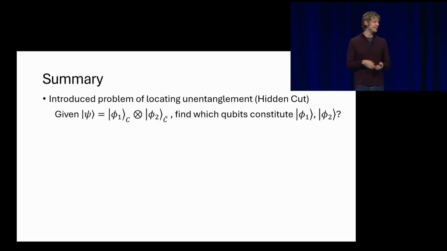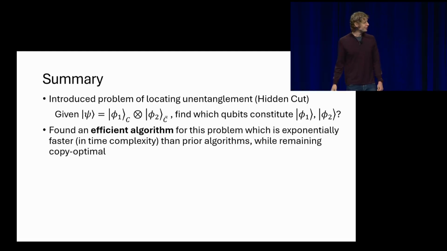So what have we seen in this talk? I've introduced the problem of locating unentanglement, or the hidden cut problem, where you're given a tensor product state and your goal is to find which of the qubits constitute phi 1 and which constitute phi 2. And we found a polytime quantum algorithm for this problem that's exponentially better in time complexity than the prior non-trivial property testing algorithms, all while remaining copy optimal.